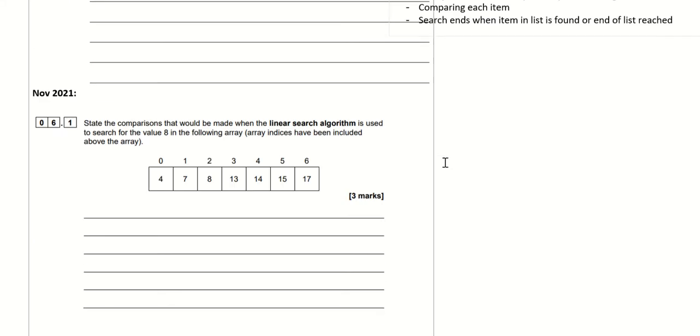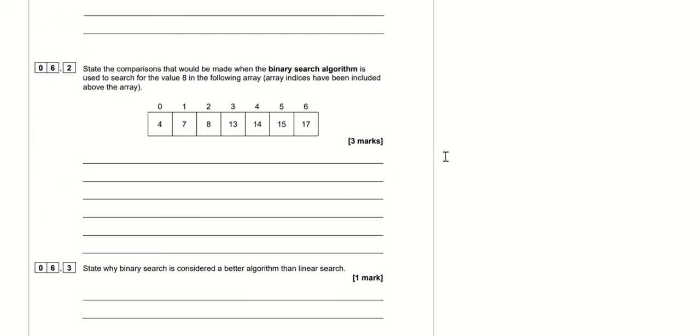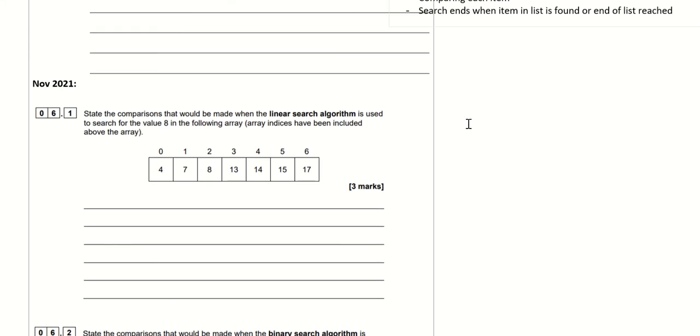Okay, so that's that. Let's look at another linear search question. This one says, state the comparisons that are made when a linear search is being used to find value number 8.